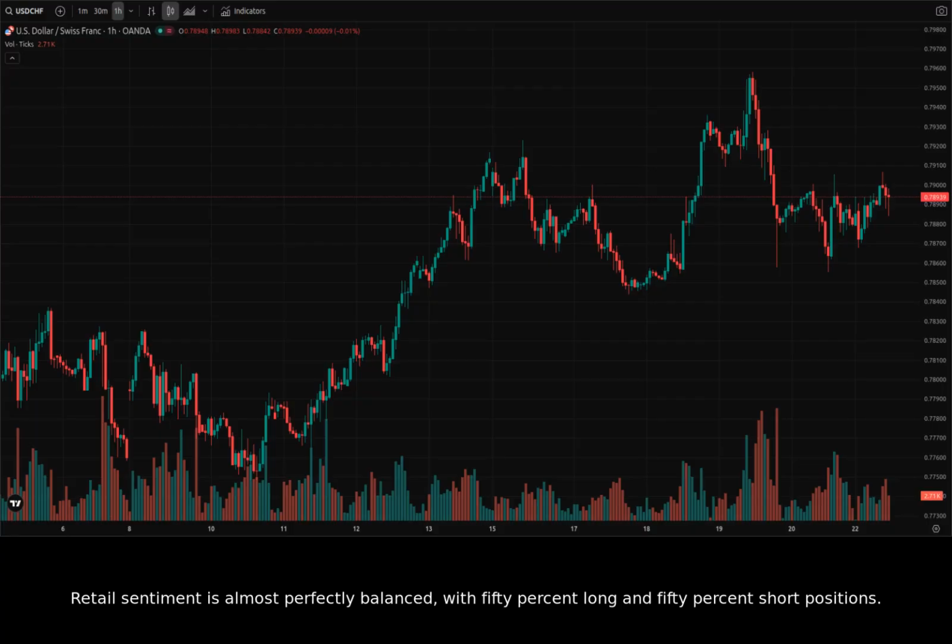Retail sentiment is almost perfectly balanced, with 50% long and 50% short positions. This balanced positioning often precedes a high volatility breakout once one side is forced to capitulate. Keep an eye on the volume spikes that occur during the European and US session overlaps. Correlating the spikes with news updates from the Strait of Hormuz will be vital for intraday traders.